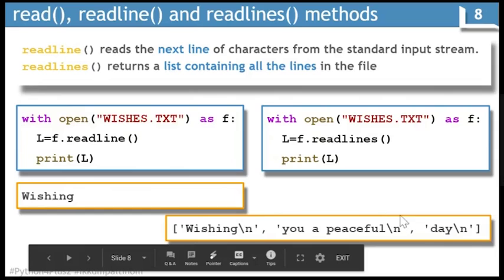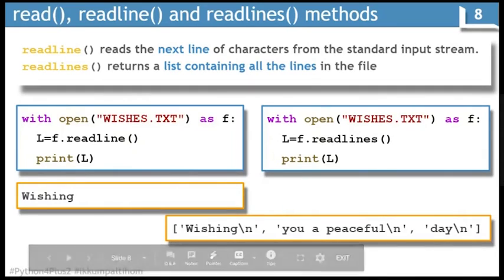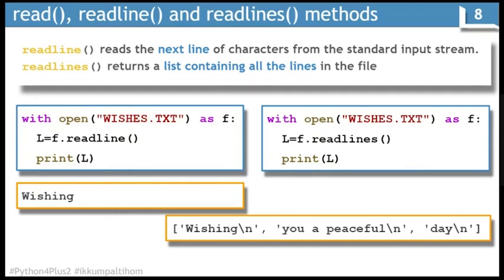Now readline can also have one parameter, but as soon as you put that parameter, it will start behaving as read. So there is no difference in writing read 4 and readline 4. It is going to extract as many characters as specified inside the parameter. So if you write readline 4 and you write read 4, they are going to carry identical meaning. So there is no point of using a parameter with readline. You will be using the parameter only with read.